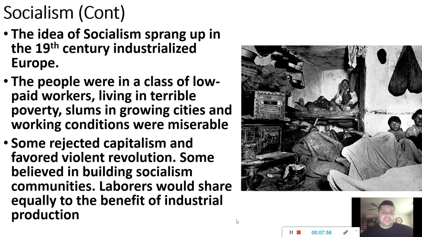All right, so here's the thing. Socialism didn't just start a really, really long time ago. It actually is a relatively new thing. And it started in the 19th century in industrialized Europe.